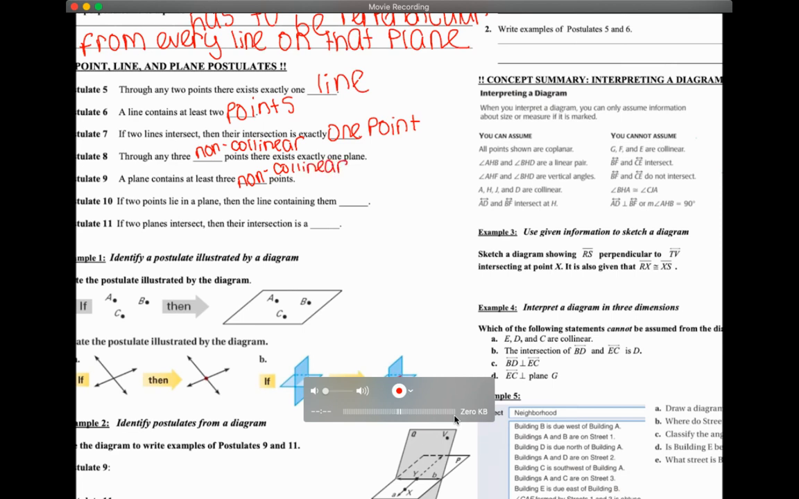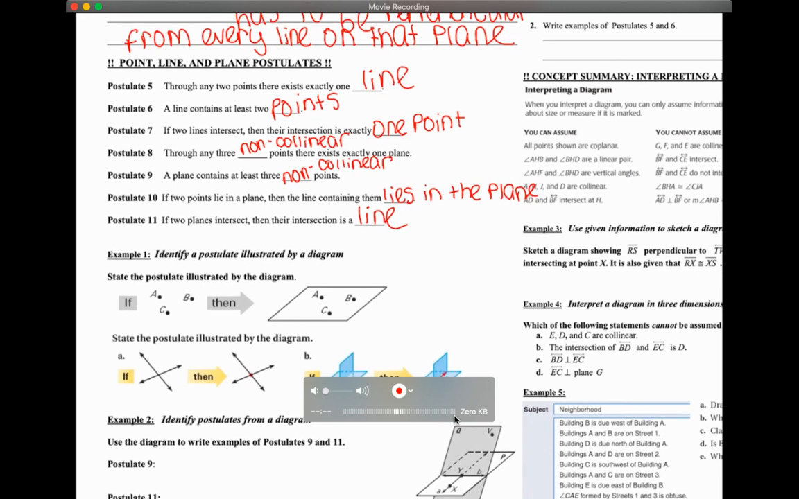If 2 points lie in a plane, then the line containing them lies in the plane. If 2 planes intersect, their intersection is a line. So then we're going to look at some postulates and we're going to determine which of these postulates would be used in the illustration shown.